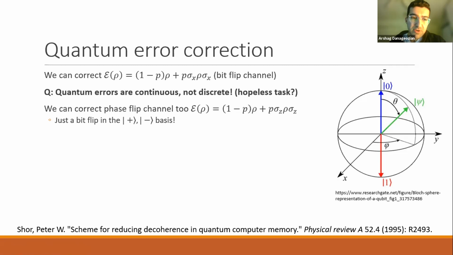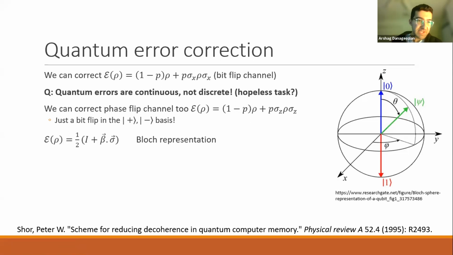So one thing to note here is that a phase flip channel behaves like a bit flip channel if you change the perspective from the computational basis into the plus and minus basis. So with that insight in mind, we can go ahead and actually show very simply that you can correct any error you would like, not just the bit flip and the phase flip errors. And this is the way to do it.